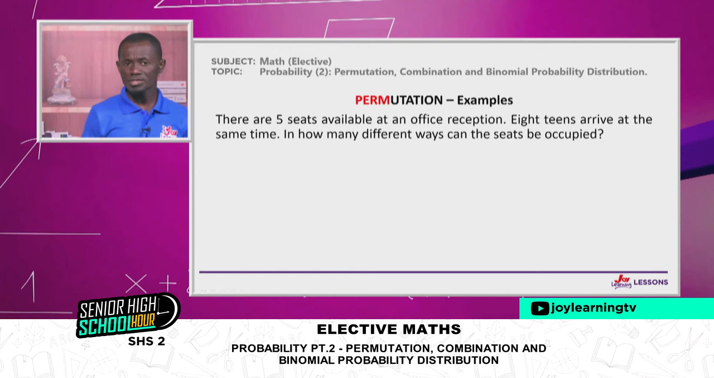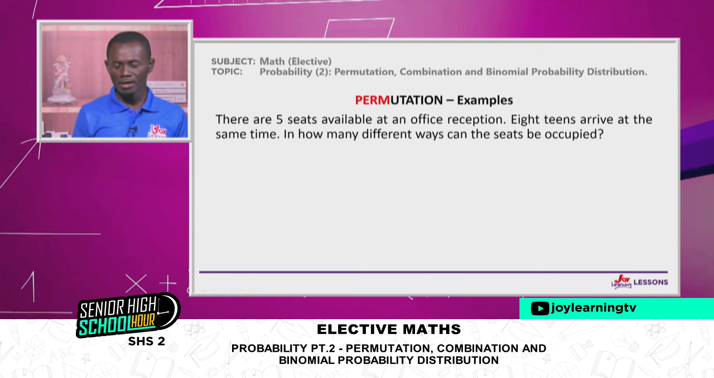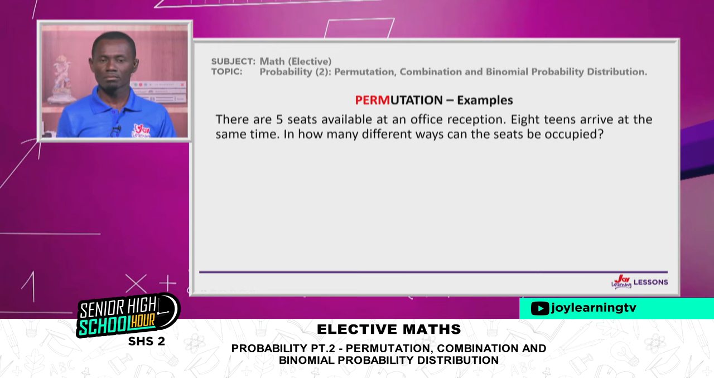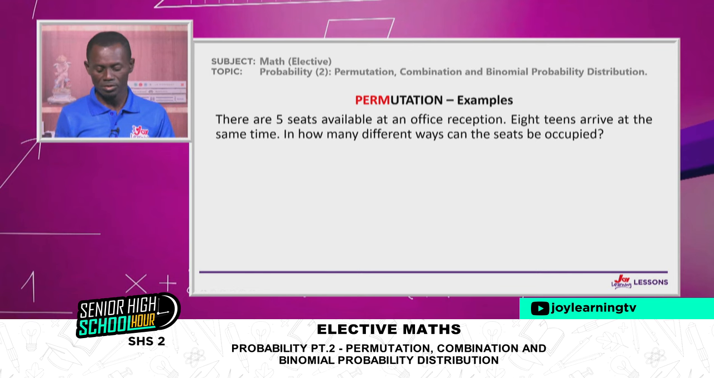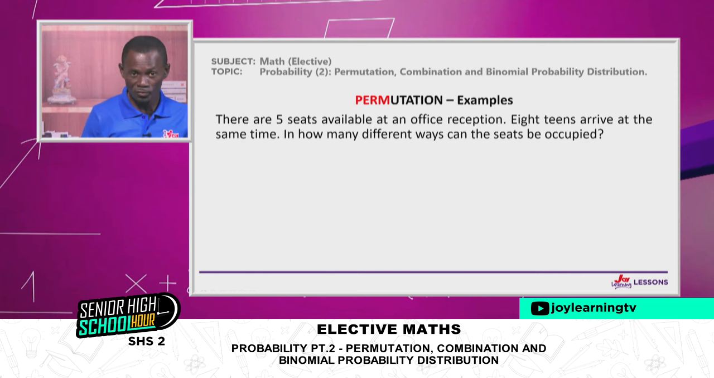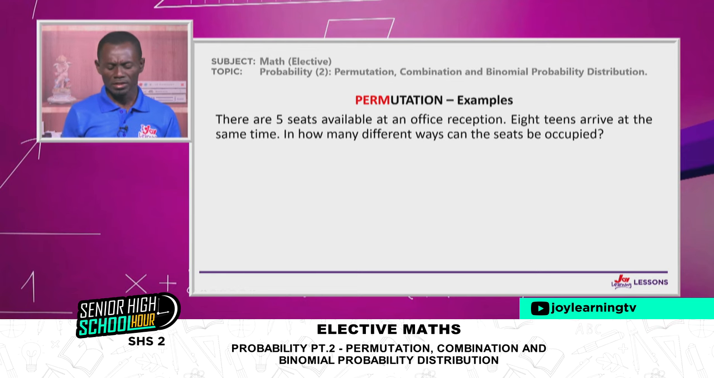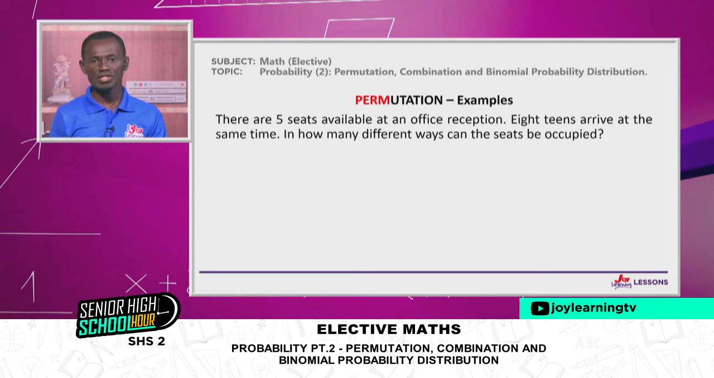But there are 5 seats available at a reception, an office reception. 8 teenagers arrive at the same time. So there are 5 seats, but 8 teenagers arrive at the same time. Whatever they are going to do at that office, we are not too sure, but they arrive. And the question is, in how many different ways can the seats be occupied?